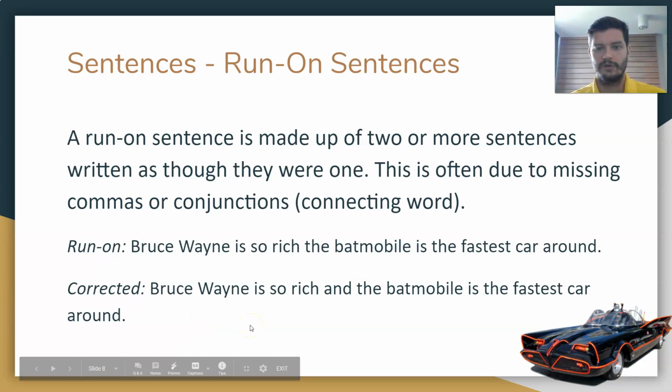Okay, pretty easy. All right, or we could actually, if we wanted to, say Bruce Wayne is so rich and add a full stop there. Just put a period there and capitalize the next letter. The Batmobile is the fastest car around. So we could actually take this relatively long sentence and change it into two shorter sentences. Okay.